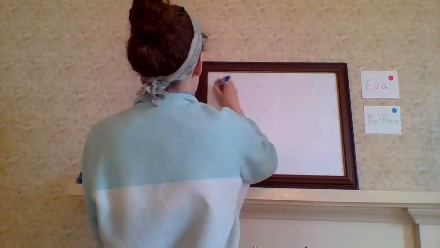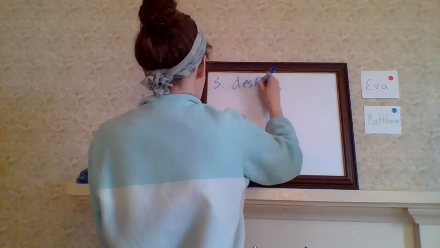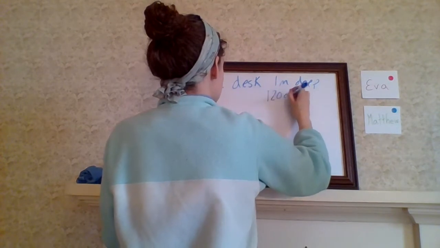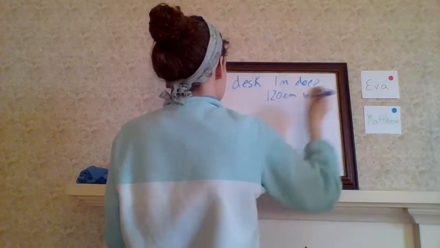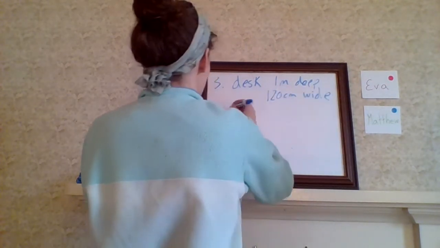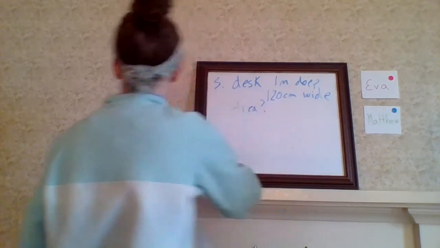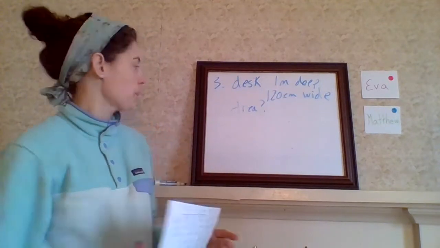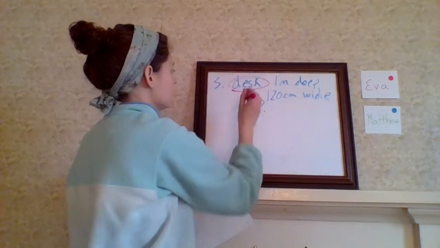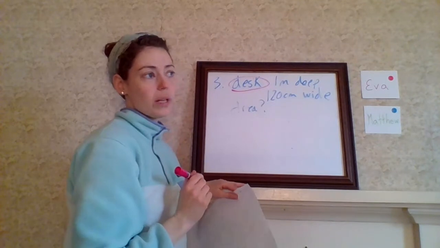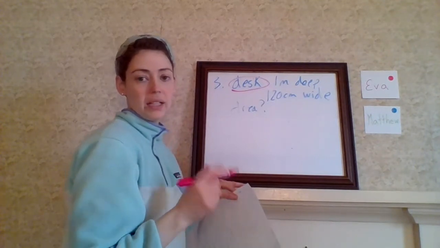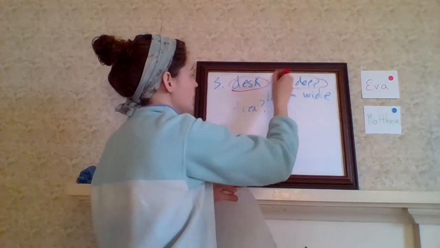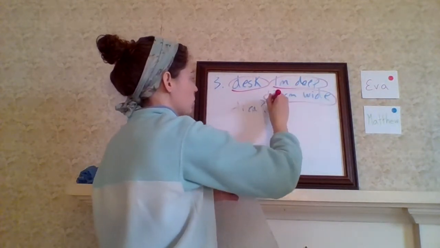Okay, so let's say B, we have a desk and it's 1 meter deep and 120 centimeters wide. What is the area? Okay, so let's go through our 4 steps. For the first step, what do we know? We know it's a desk. So then you can think, what kind of shape is that? Generally, that would be a rectangle. We know that it's 1 meter deep and 120 centimeters wide.